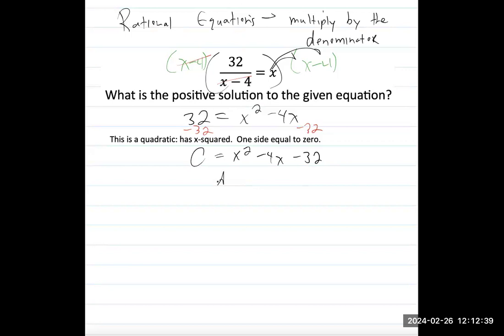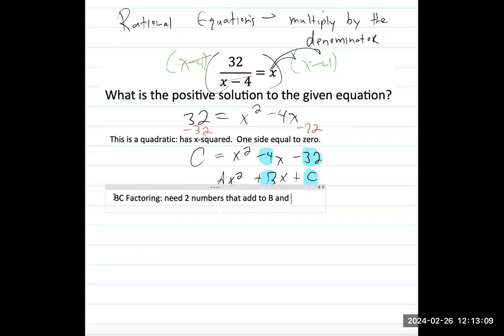Now, quadratics are in the format of ax squared plus bx plus c. And we have a b term and we have a c term. For a, we have the invisible number 1 in front of the x squared. But we now know that we have a bc quadratic. So bc factoring, that's the idea that you need two numbers that add to the b and multiply to the c. So for us, our two numbers need to add to minus 4 and multiply to negative 32.